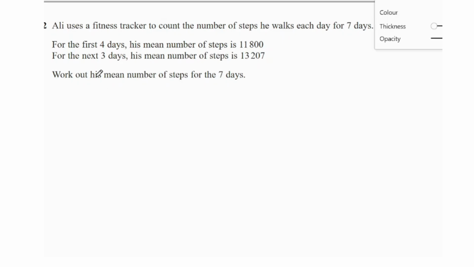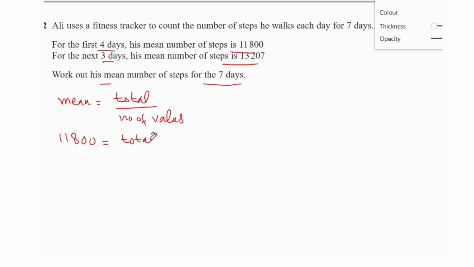Question number 12 says, Ali uses a fitness tracker to count the number of steps he walked each day for 7 days. For the first 4 days, his mean is this. For the 3 days, his mean is this. Work out the mean number of steps for 7 days. We know that the mean formula is mean is equals to total of values divided by number of values. Okay, so we have given over here mean. What's the mean? 11,800. We don't know the total for how many days? For 4 days. So what's the total? We can just simply multiply times by 4, so we get the total of the 4 days.